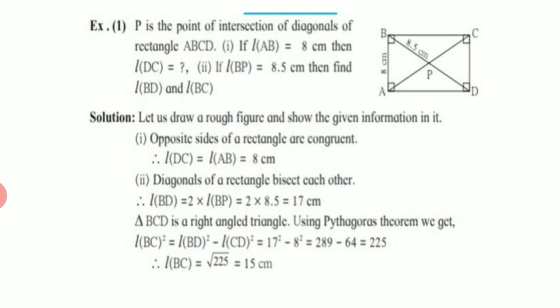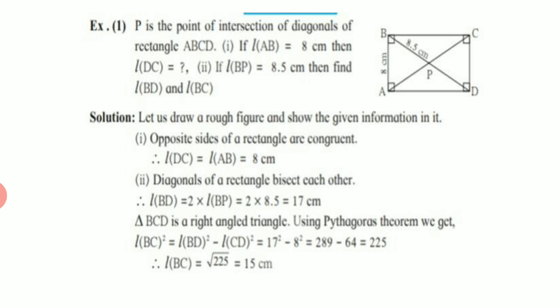Let us draw a rough figure and show the given information in it. Opposite sides of a rectangle are congruent. Therefore, length DC is equal to length AB, which is equal to 8 cm. Diagonals of a rectangle bisect each other. Therefore, length BD is equal to 2 into length BP, which is equal to 2 into 8.5, which is equal to 17 cm.